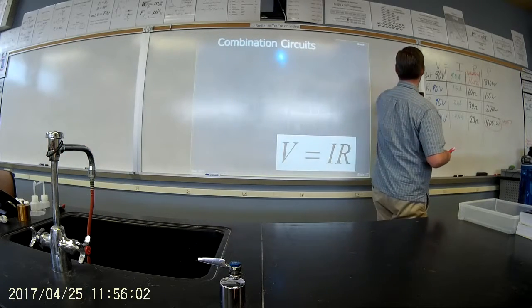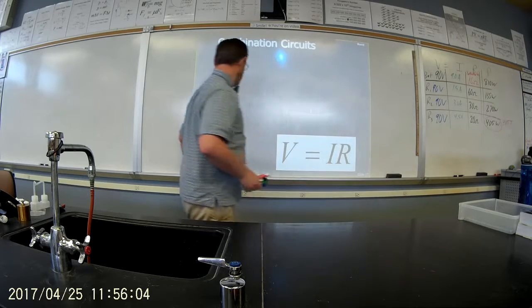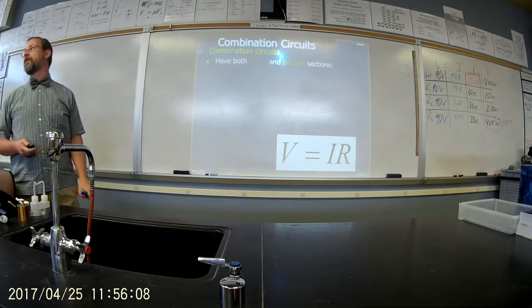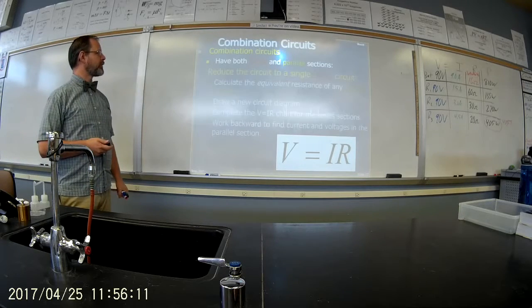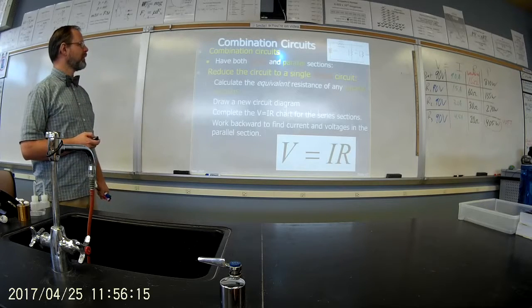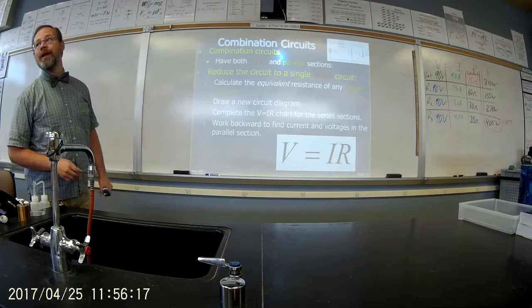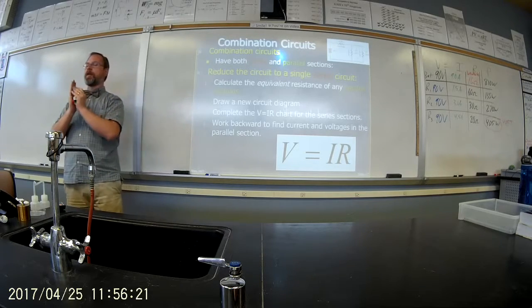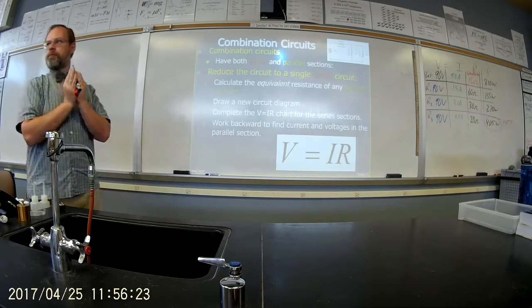So the simplest combination circuit I can come up with is a combination of series and parallel sections. One series section, one parallel section. And when you get a combination circuit, it's going to look like that. Then what you do is you break the parallel, or you compress the parallel sections into virtual resistors.